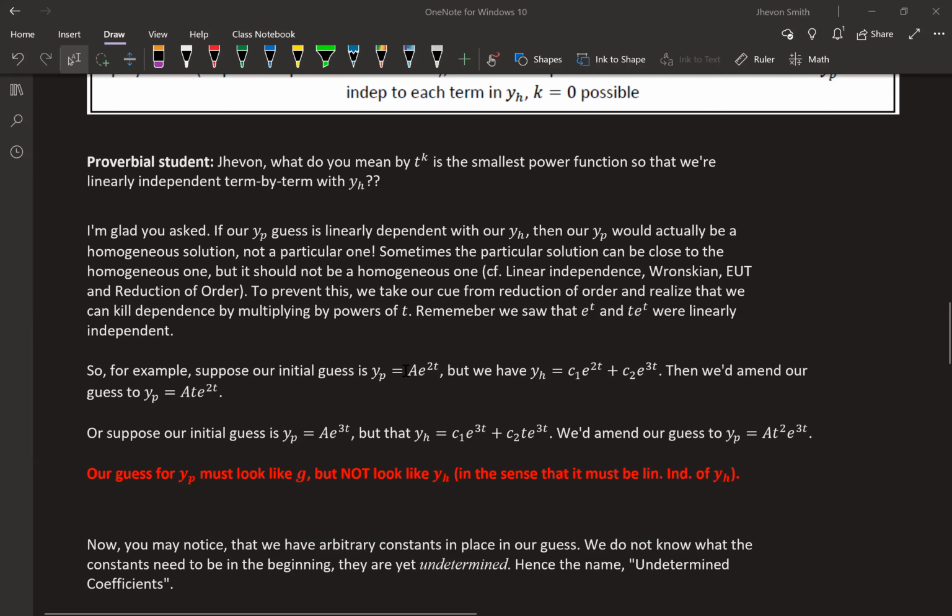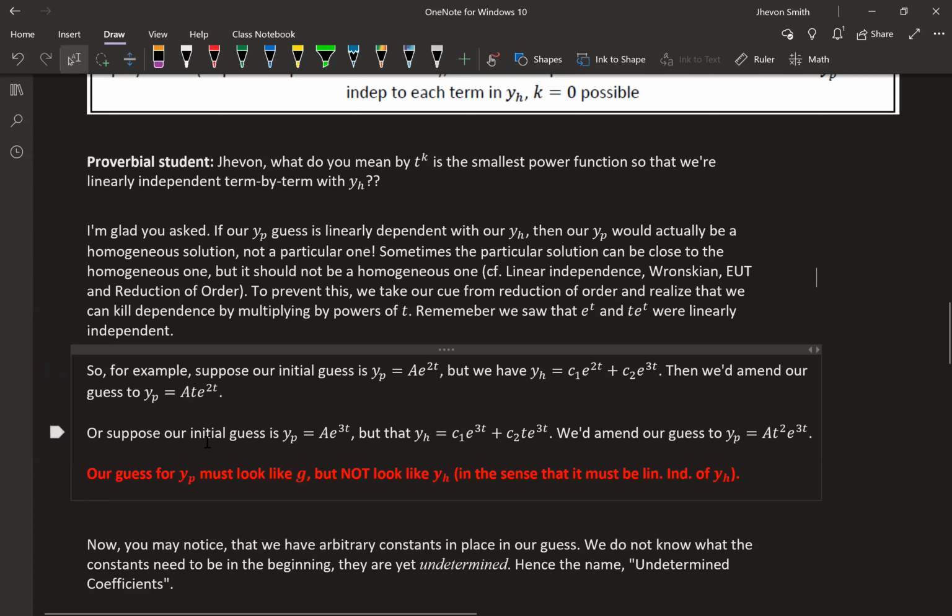So suppose your guess was something like a e to the 2t, but your homogeneous solution looks like c1 e to the 2t plus c2 e to the 3t. Notice that here, the c1 e to the 2t is exactly the same form as a e to the 2t. They are not linearly independent. It's a constant times e to the 2t for both of them. So we would amend our guess. Instead of guessing a e to the 2t, I would guess a t e to the 2t. Multiplying by a t is good enough to make it not dependent with my YH. And so now it would look like G, but it's not going to look like the YH.